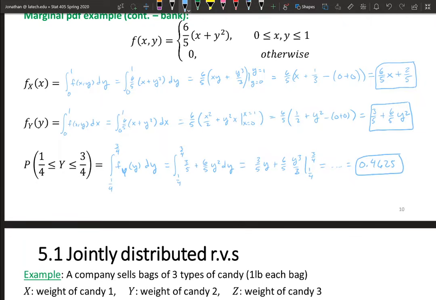So that's a really good use for the marginal PDF. If you only want to worry about one variable, what's the probability one variable does something, you can just use the marginal PDF instead of the original joint PDF. Okay, good stuff.